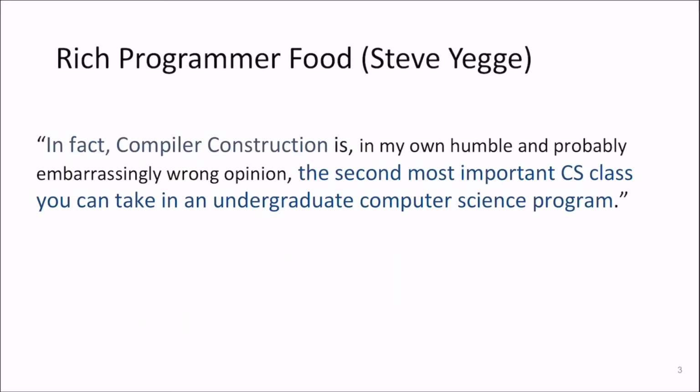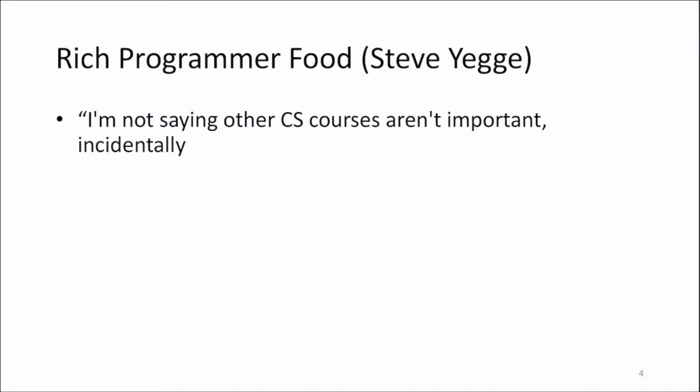In fact, Steve goes on to say, compiler construction is, in his own humble and probably embarrassingly wrong opinion, the second most important CS class you can take in an undergraduate computer science program. That's his opinion. I think the same as well. Compilers was one of my favorite courses when I was an undergrad. It's one of the reasons why I like teaching compilers, because it's an interesting, if challenging, course, both to teach and to take.